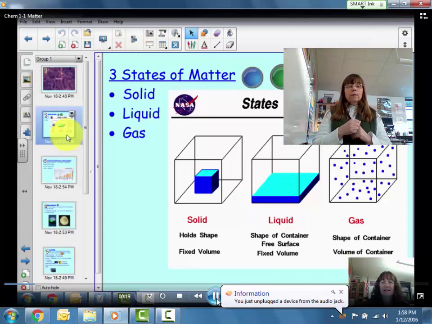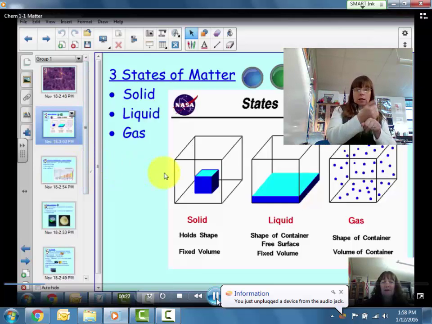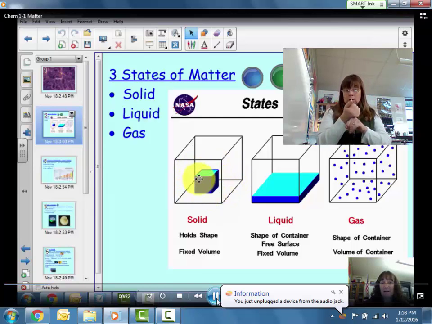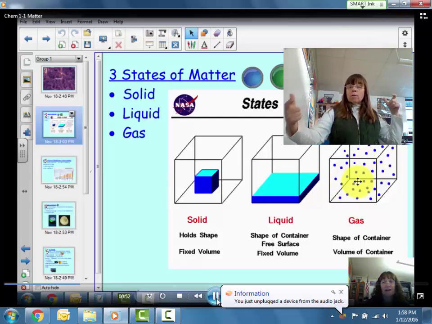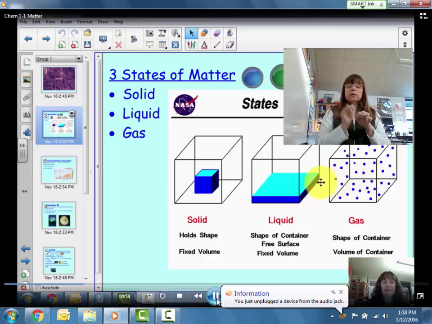So first we're going to talk about the 3 states of matter. The 3 main states of matter are solid, liquid, and gas. You can see from the pictures, a solid holds its shape and keeps the same volume. A liquid changes its shape depending on what container it's in, but it's always the same volume of liquid. A gas changes its shape depending on the container, and it can also change its volume, so it fills up whatever container you put it in.